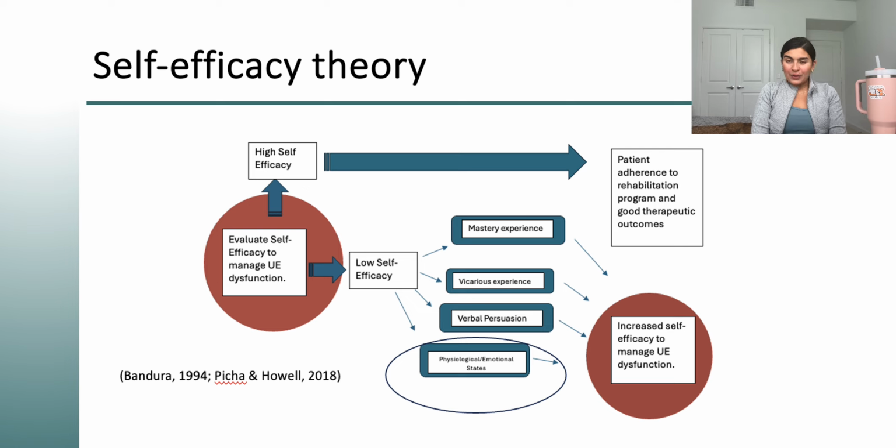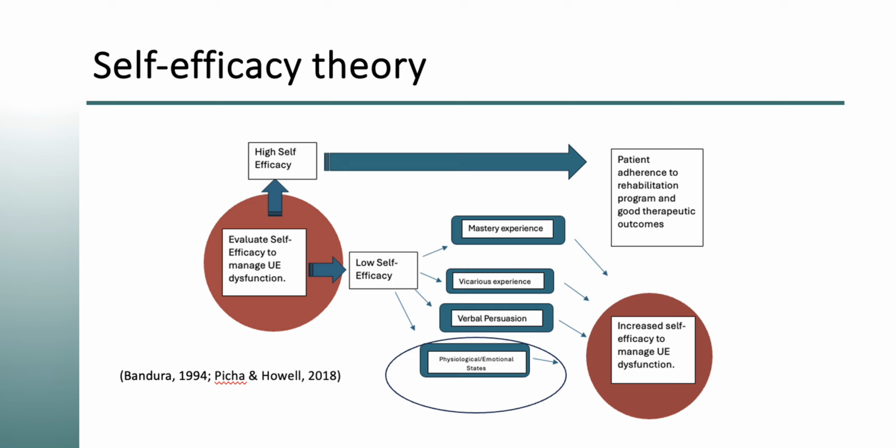So today we'll go into the self-efficacy theory, which may help provide guidance in addressing psychosocial factors in clients with upper extremity injuries and disorders, such as diminished self-efficacy, impacting participation in therapy with therapeutic activities, as well as at home with home exercise plans.